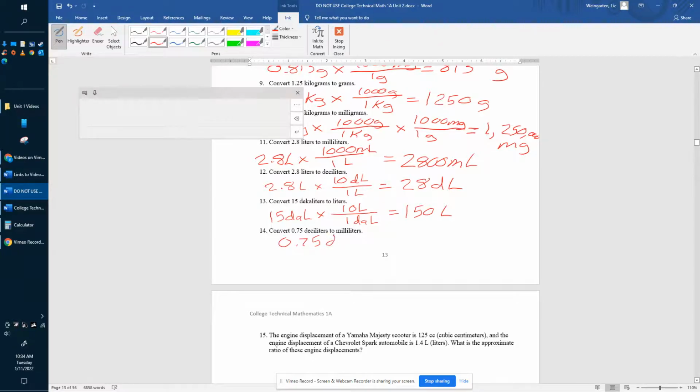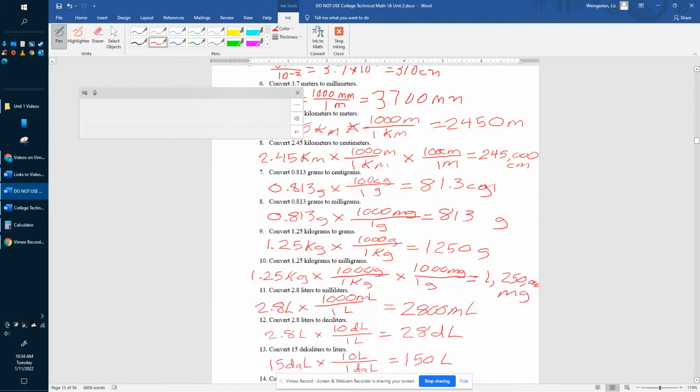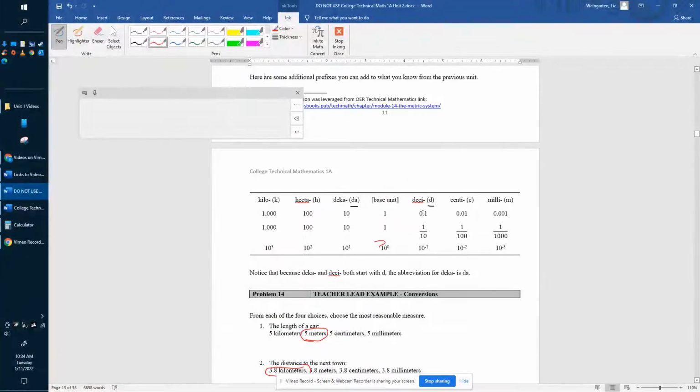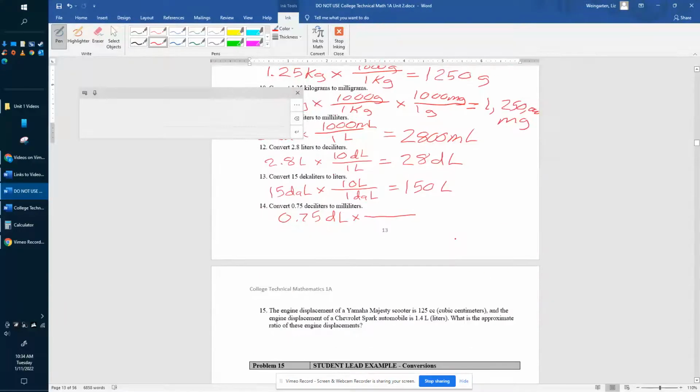0.75 deciliters to milliliters. How many milliliters are in a deciliter? Let's look at our table again. Deci and milli, they're 2 apart. There is a difference of 100. So there are 100 milliliters in a deciliter. So that'll give us 75 milliliters.